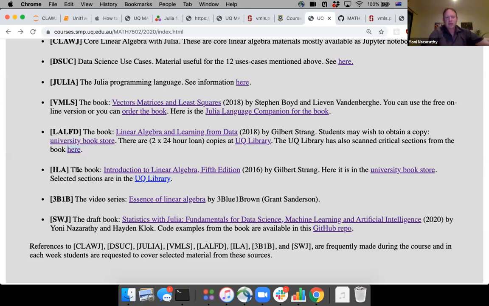Okay, here. Next book, Introduction to Linear Algebra. This is a much more classic book. You can also get it in the university bookstore. And again, there are two sections. If somehow you have a version that's not the fifth edition, no big deal. The big difference in the fifth edition is the singular value decomposition, but no big deal. These are basically the three main books.